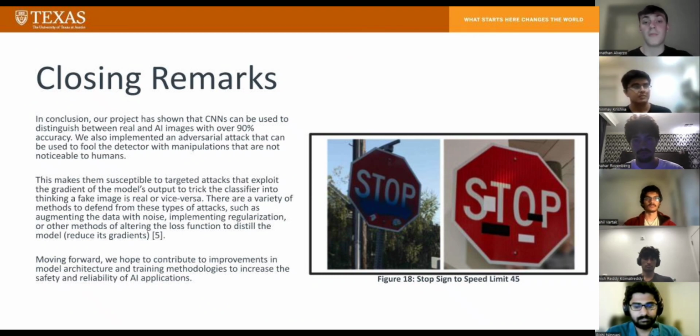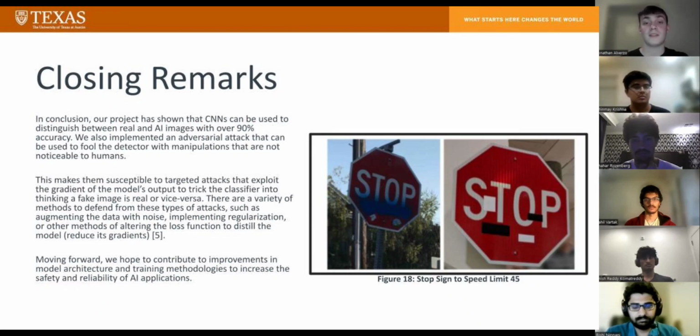To conclude, our project has shown that CNNs can be used to distinguish between real and AI images with over 90% accuracy. We also implemented an adversarial attack that can be used to fool the detector with manipulations that are not noticeable to humans. This highlights that while CNNs are highly effective at classifying images, they are not impenetrable due to the large number of parameters, and in our case, there's 462,000. It also shows how effective adversarial attacks can be, as we had achieved over 90% accuracy, but an attack can bring that down to less than 10%. This makes them susceptible to targeted attacks that exploit the gradient of the model's output to trick the classifier into thinking a fake image is real, or vice versa.